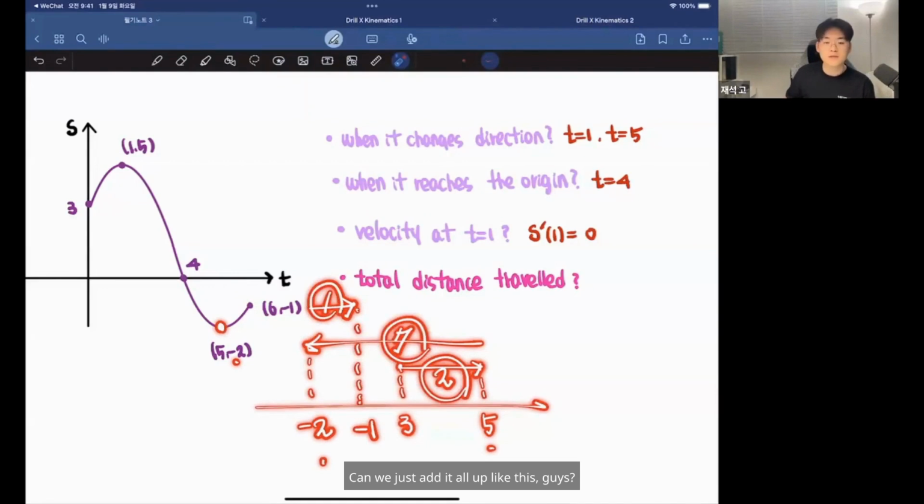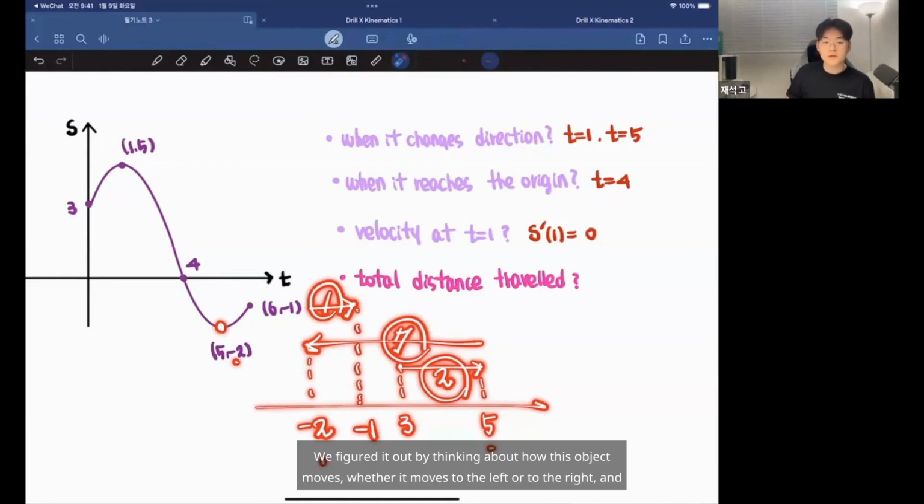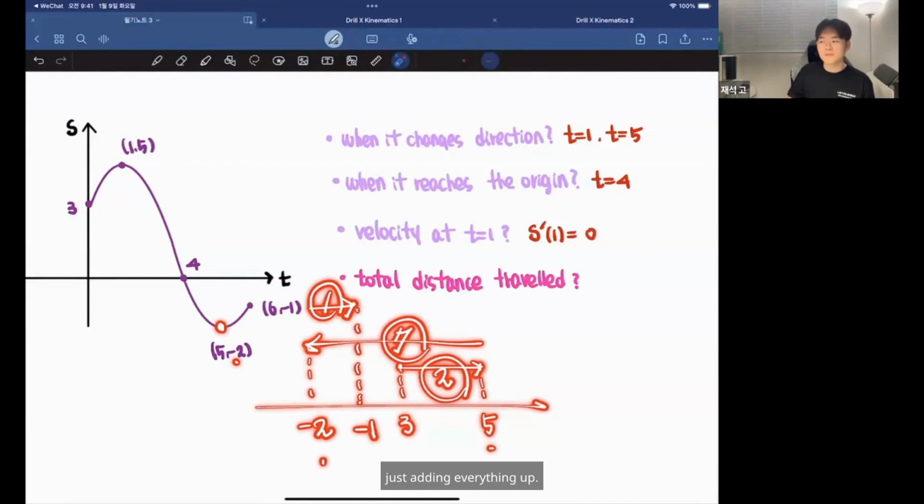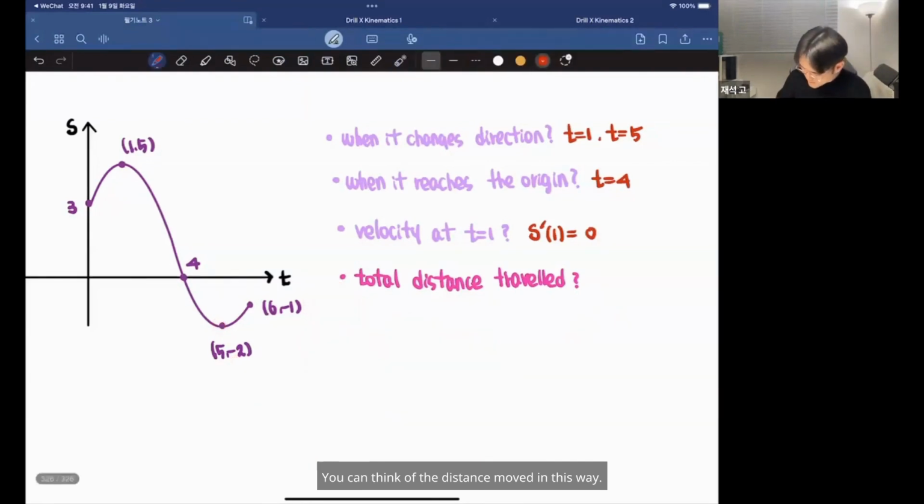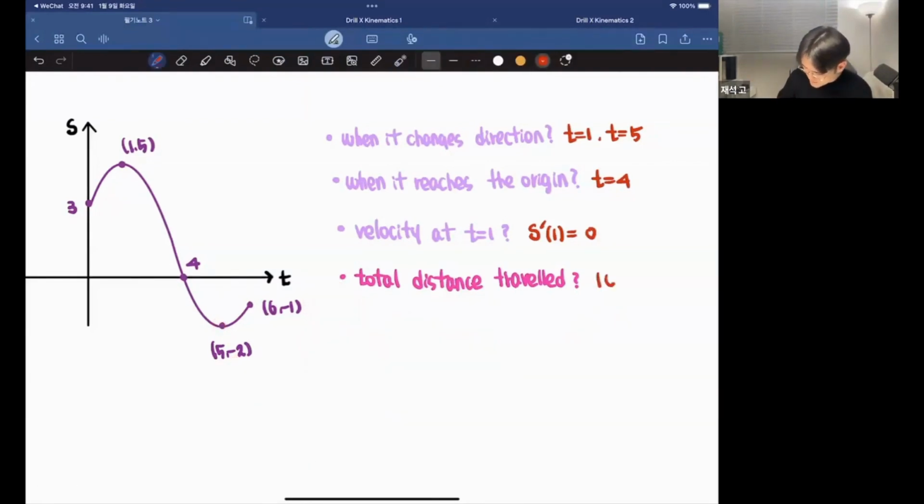Can we just add it all up like this, guys? We figured it out by thinking about how this object moves, whether it moves to the left or to the right, and just adding everything up. Do you understand? We'll do this a little later. I thought about it in advance. You can think of the distance moved in this way. It's 10.